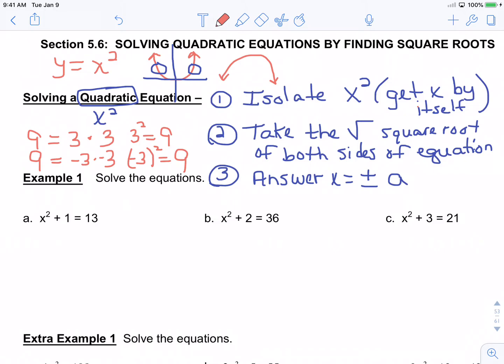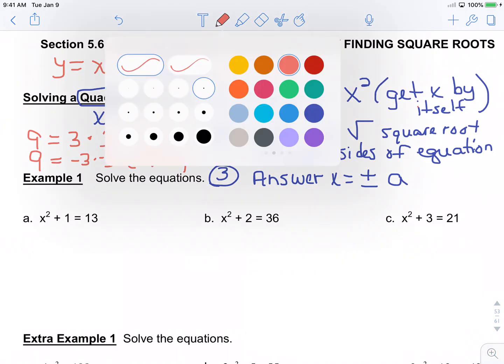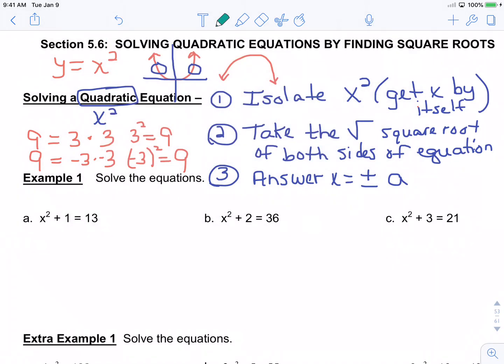So we're going to solve the first three problems here, and we're going to see if we can just follow the directions to solve this quadratic equation. So the first step says to isolate x squared. So if I look at A, we have x squared plus 1 equals 13. Isolate means get it by itself. And right now, there's a plus 1 in the problem. So we need to take that plus 1 to the other side by doing the opposite. So if it's a plus 1, the opposite is to subtract 1.